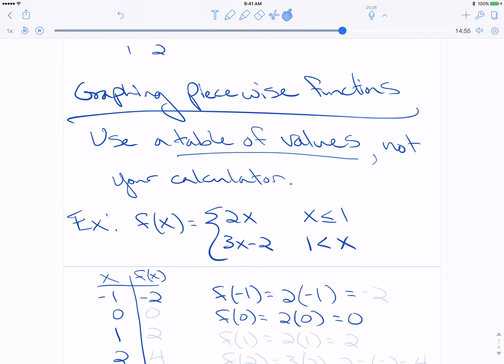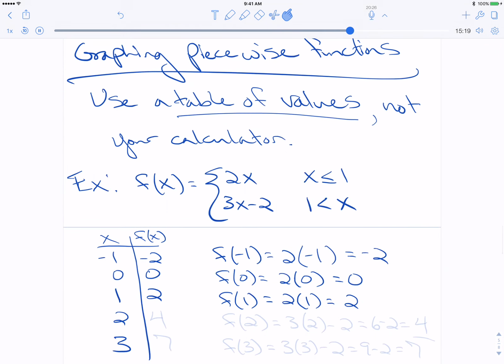And then at 1, I want f of 1. Now, it's important to notice here that there's an equals in the first one, but there's no equals in the second one. So that means when x is equal to 1, I only look at 2x. So 2 times 1, that gets me 2.